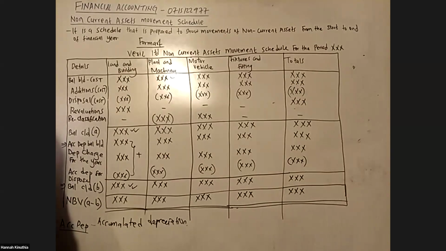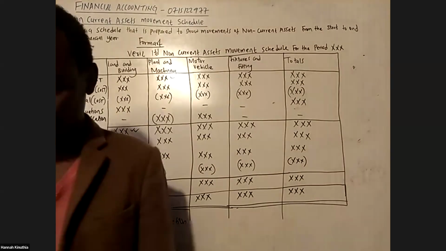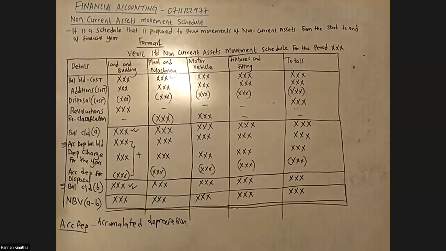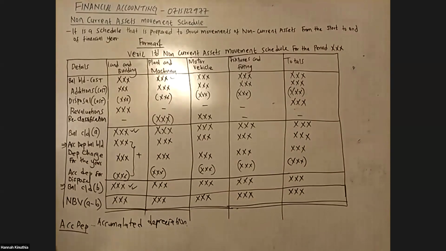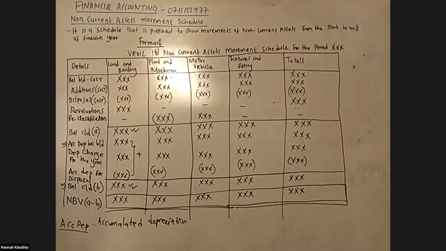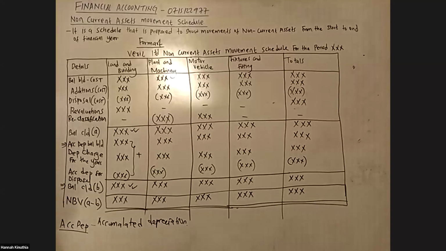So that is our schedule. That is how our schedule looks like. So in an exam, if they tell you to prepare the non-current asset movement schedule, this is the format. Let's go to our past paper now. When you get there, write it down. We are going to use that format. You can screenshot also so that you don't miss it.